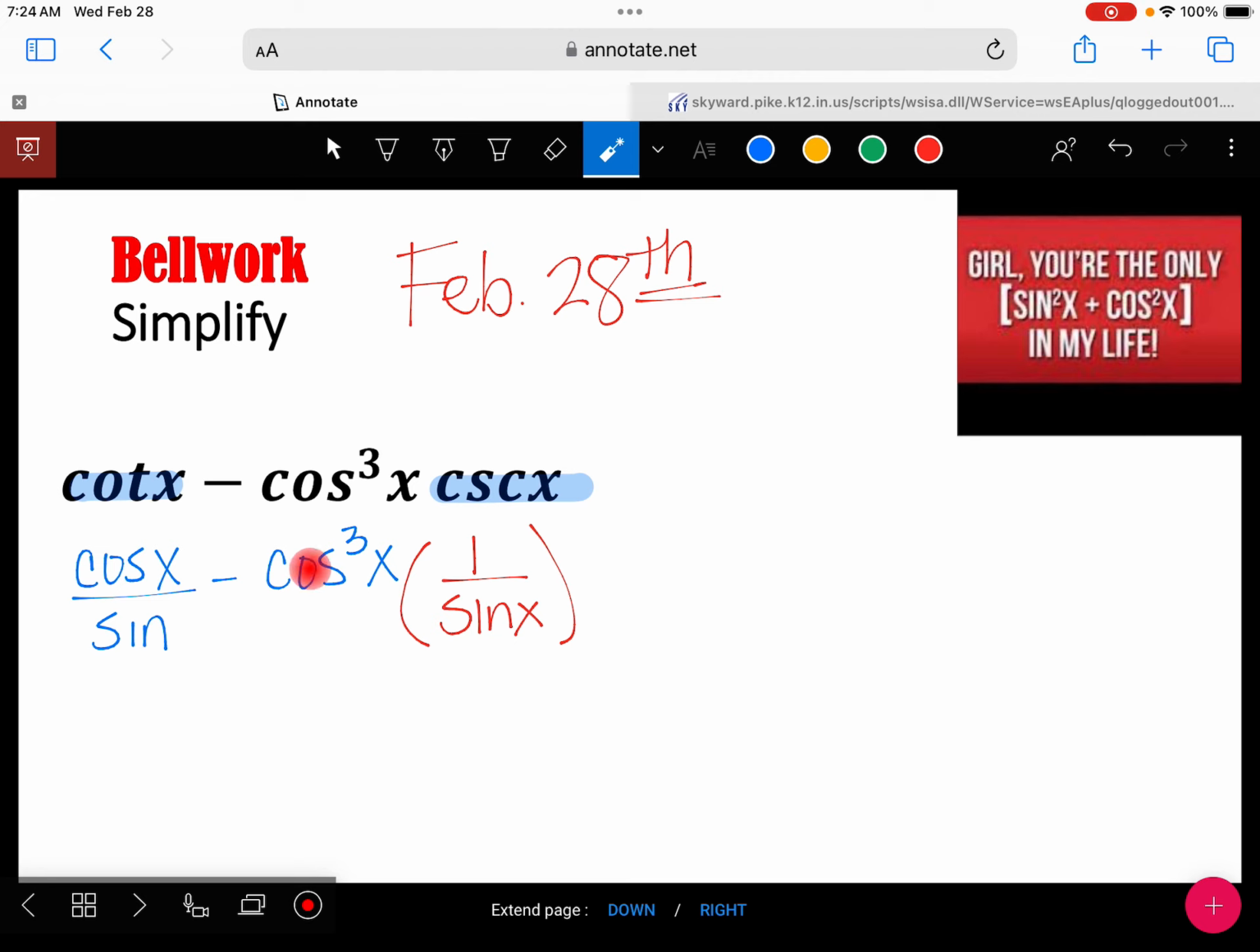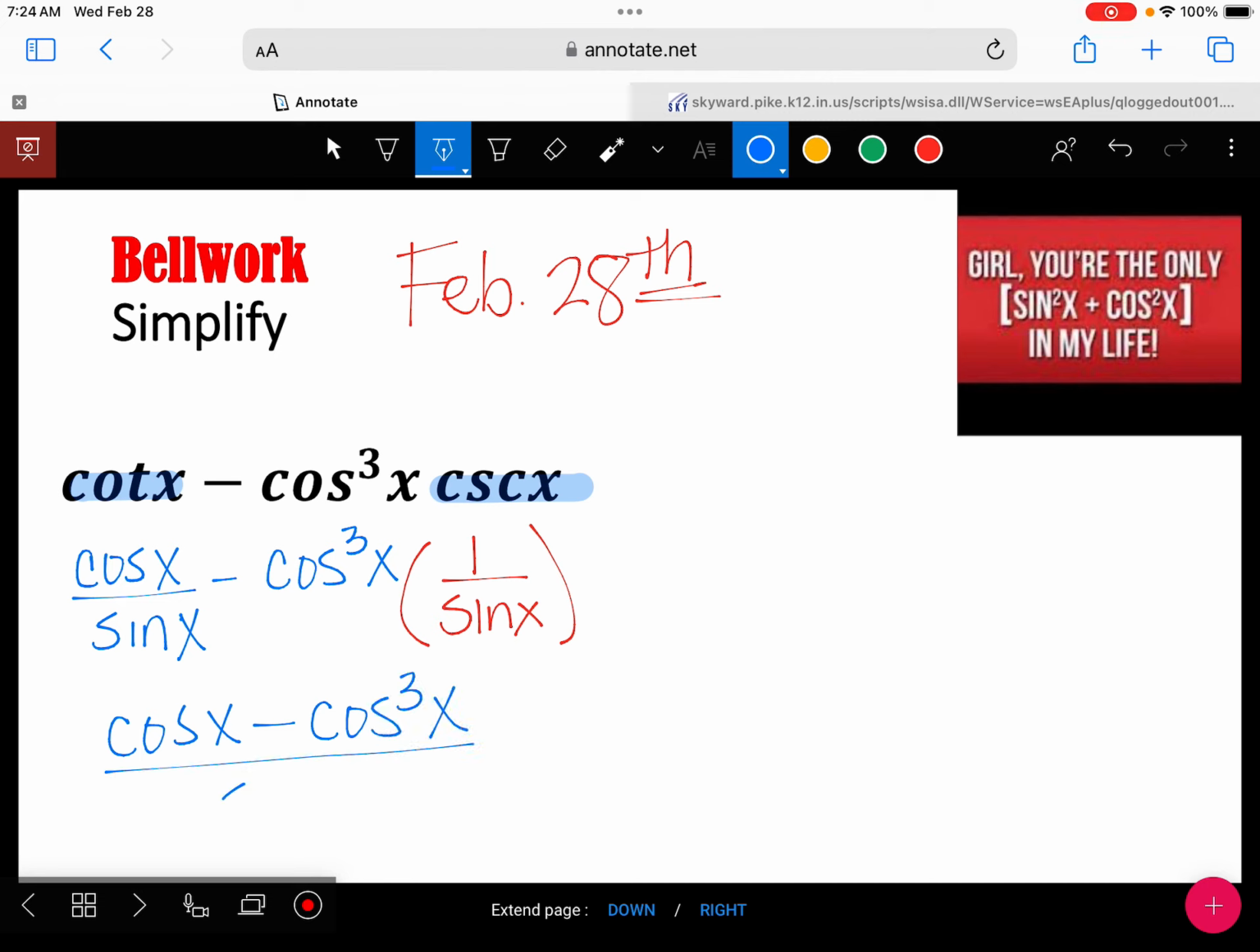So I'm going to multiply cosine cubed times 1, and it'll be over sine. So that's going to give me cosine, oh, I forgot to put the x down here, cosine x minus cosine cubed x, and that's all over sine because we have our common denominator. All right, what do we do now? Look in the numerator. Let's think in terms of factoring. Do we have a greatest common factor in the numerator?